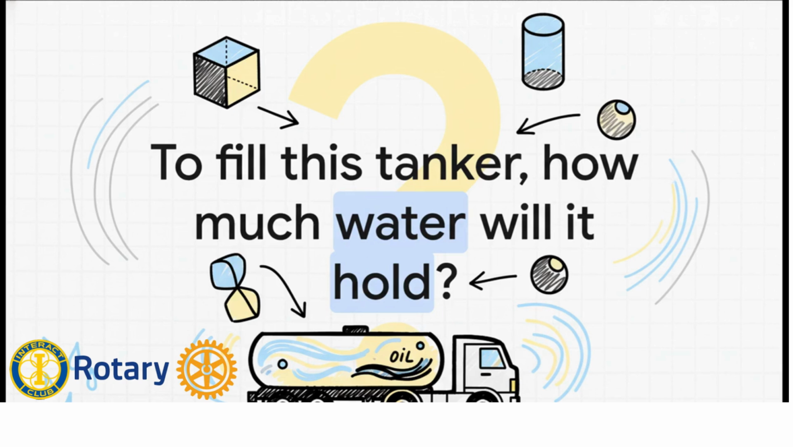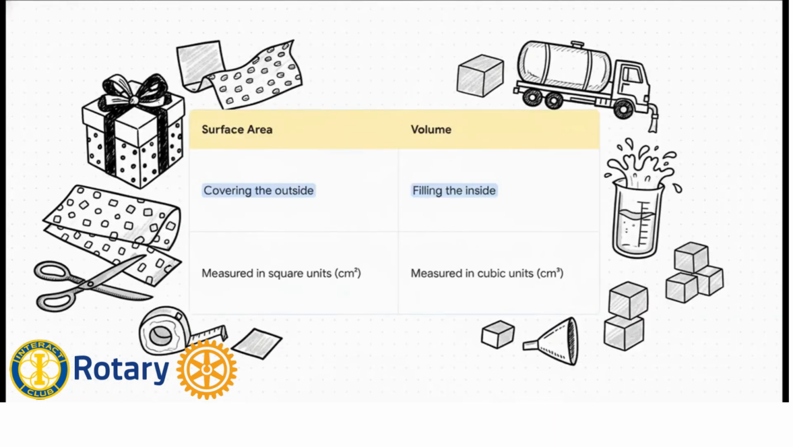Now, let's flip that idea on its head. Think about a huge water tanker. Here, you don't care about what's on the outside, right? The real question is all about the space inside. How much water can it actually hold? This is a totally different measurement. And that, right there, brings us to our two big ideas.